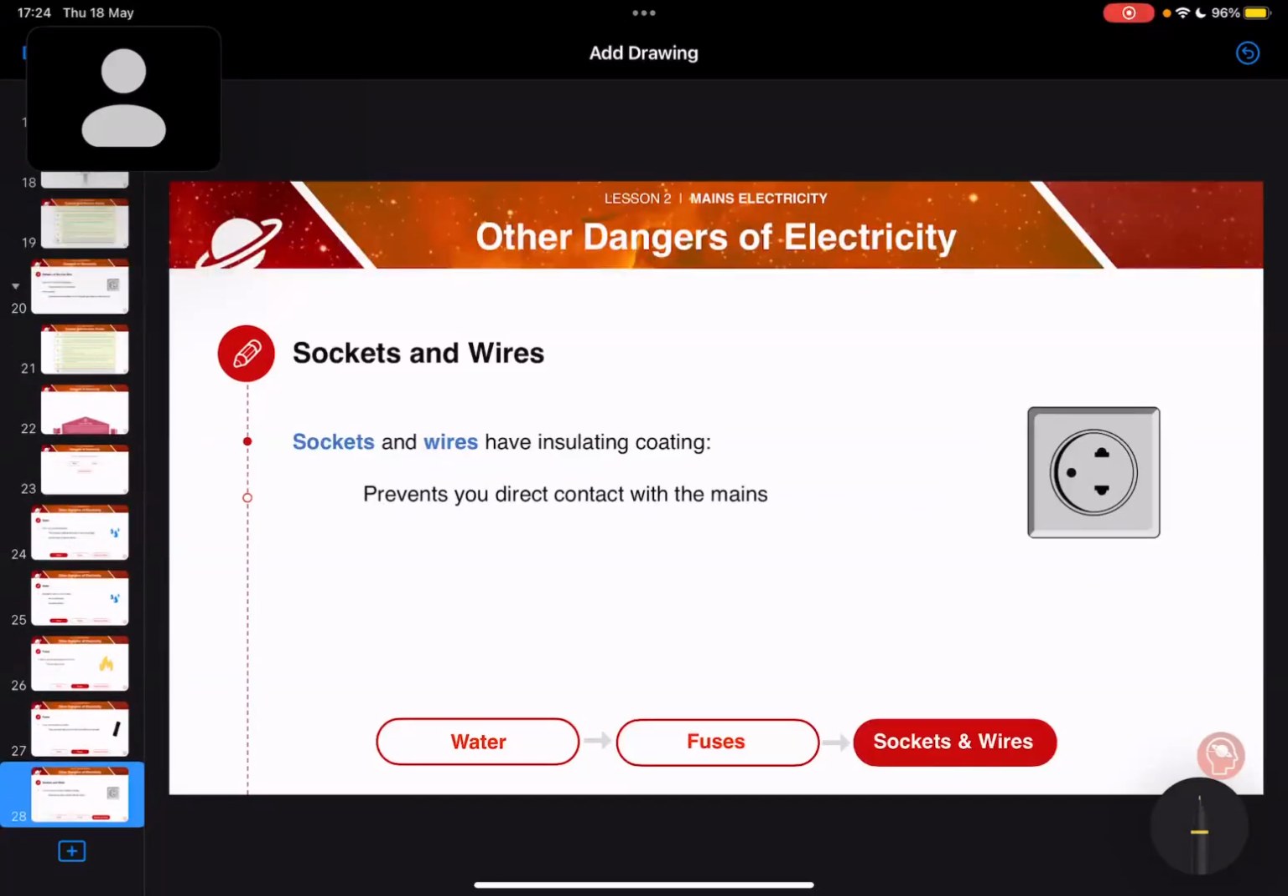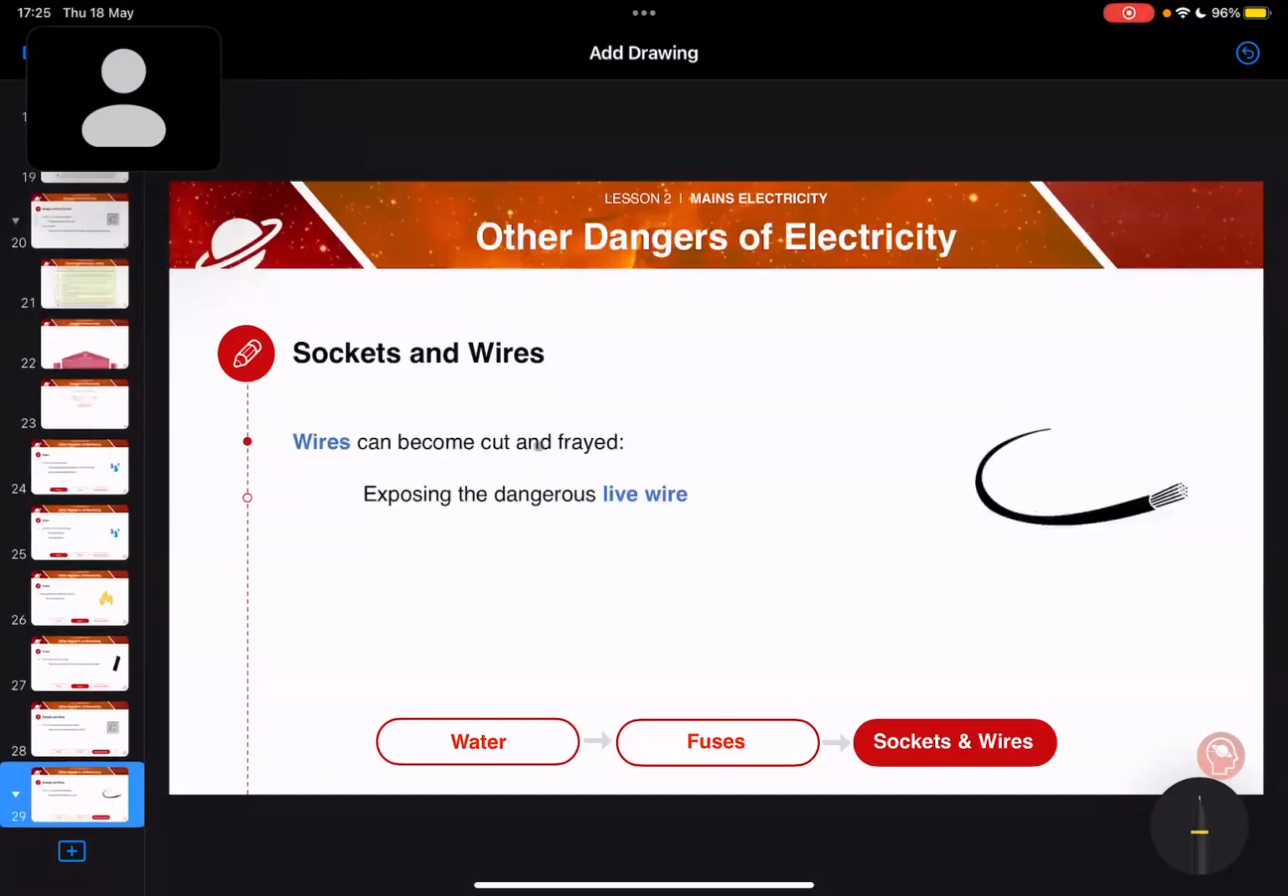And the third thing that we wanted to talk about was sockets and wires. So these sockets, if you look around, or the wires that we use, chargers, whatever else really, they have an insulating coating covering it. And that is really, really key to prevent us from having direct contact with the mains. Because of that insulator, it's not going to conduct electricity. That is why when your wires become a little bit old or frayed, it can expose the live wire from inside the insulating material that usually keeps us safe from the live wire. And that's why wires that can become cut or frayed can expose this live wire and become really dangerous.